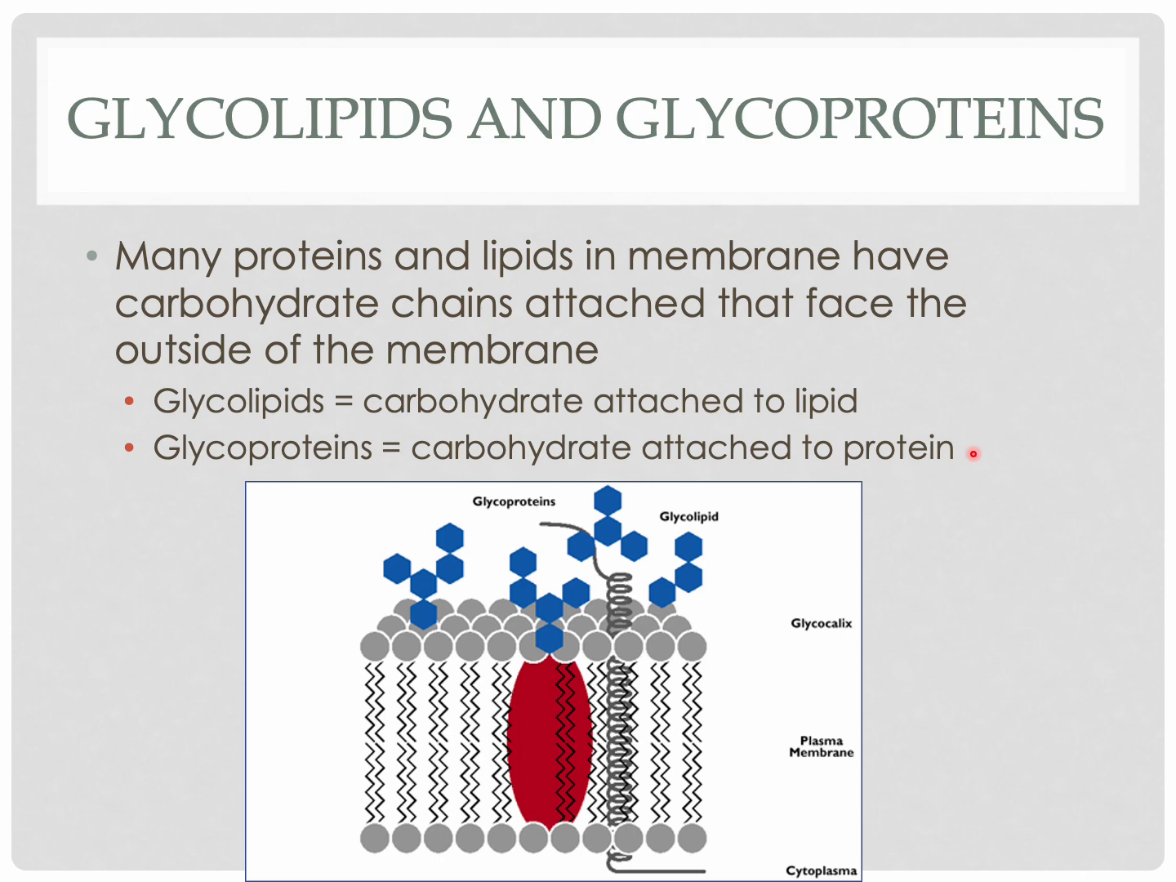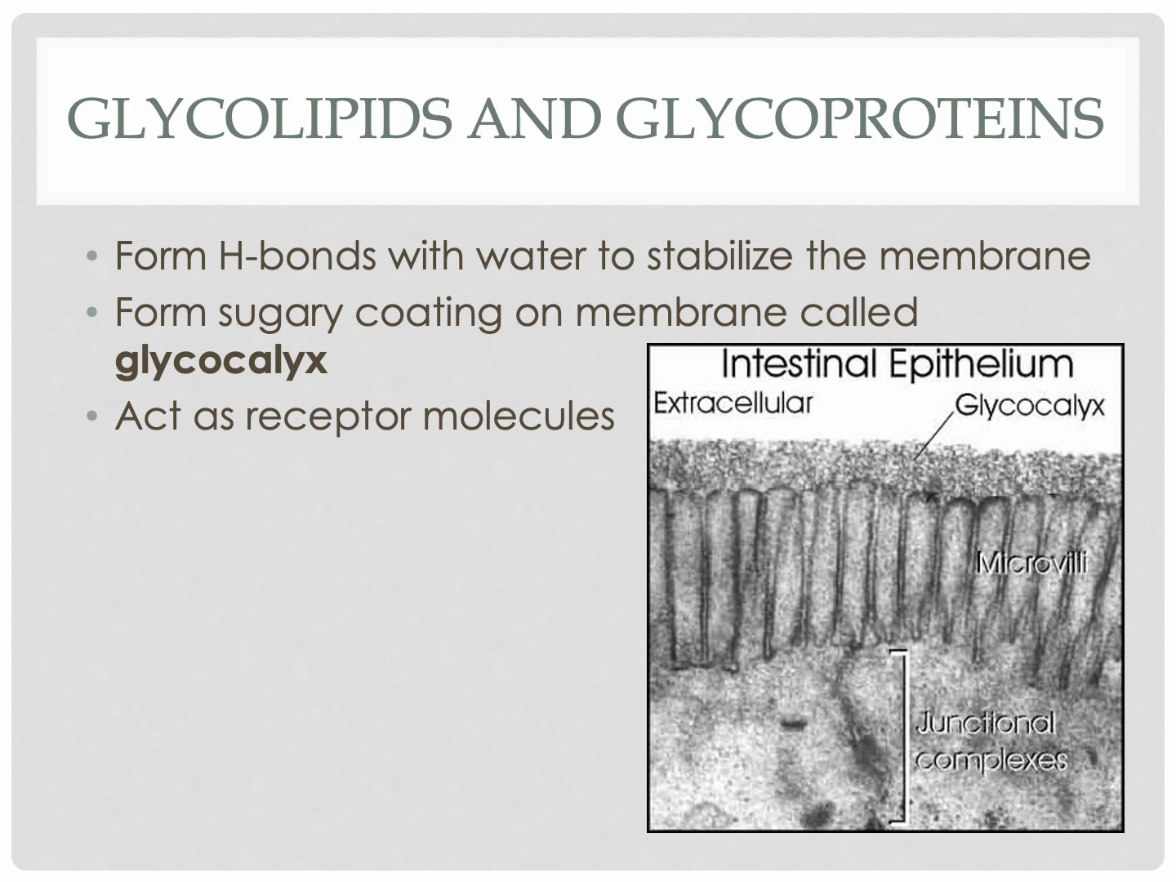Many proteins and lipids in membranes have carbohydrate chains attached to the outside face of the membrane. A glycolipid is a carbohydrate attached to a lipid, and a glycoprotein is a carbohydrate attached to a protein. Glycolipids and glycoproteins form hydrogen bonds with water to stabilize the membrane. They form a sugar coating on the membrane called the glycocalyx. It acts as a receptor for molecules.